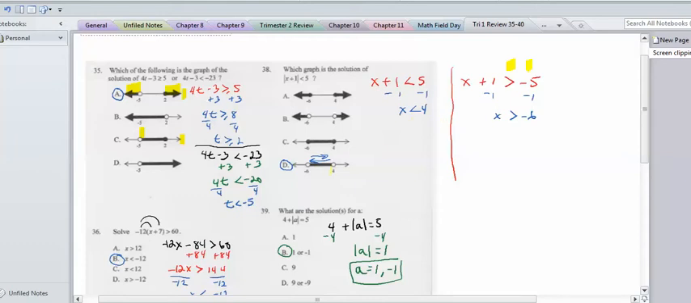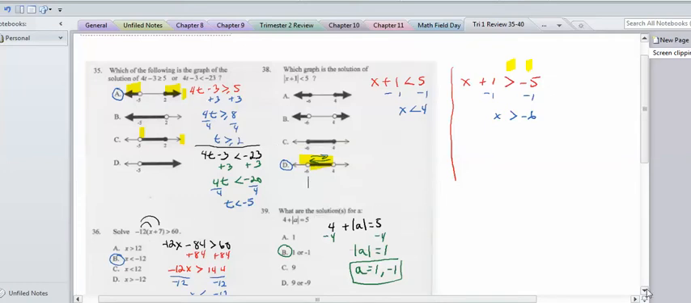They're both open circles, so it could be B or D, not A or C. X is smaller than 4, so all the numbers that are smaller than 4 go this way, and then x is greater than -6, so this way. So here we've got our answer choice is letter D.